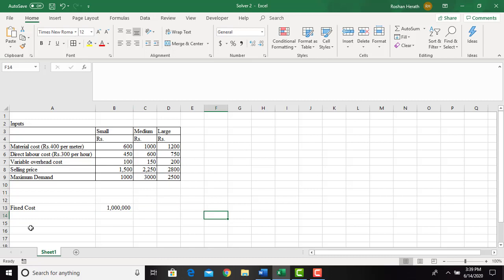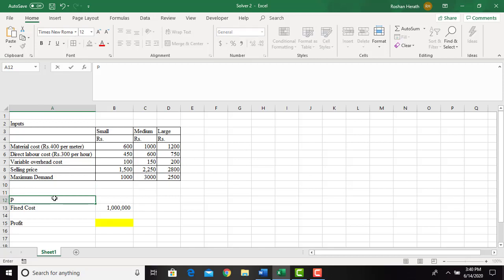And thereafter, you can identify the profit as well. Profit. So that is your objective. Therefore, let me identify that with the highlighted color. And most importantly, you need to know the production plan. Your production plan as well.